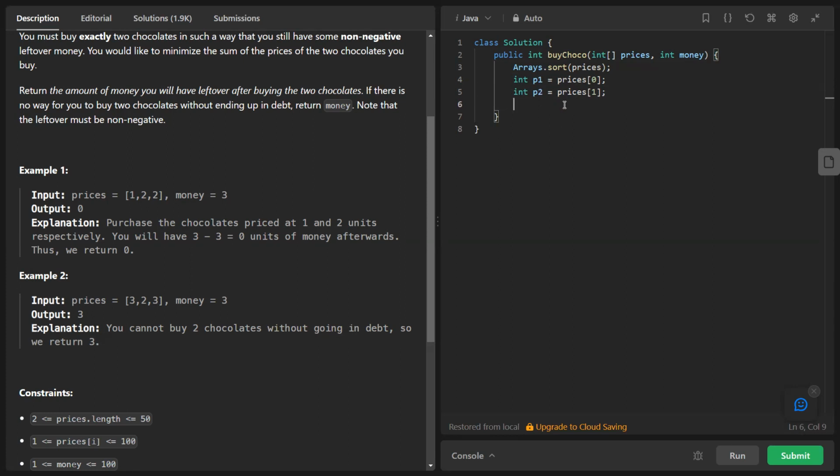If the sum of these two prices is less than or equal to money, then only we will be making the purchase. So let's put that condition. If p1 plus p2 is less than or equal to money, in that case I will return what? I will return money minus (p1 plus p2).